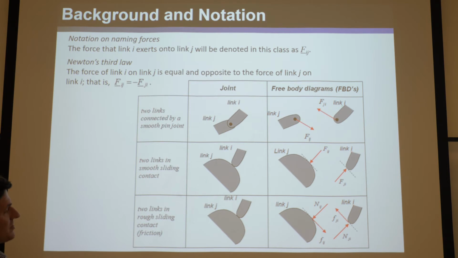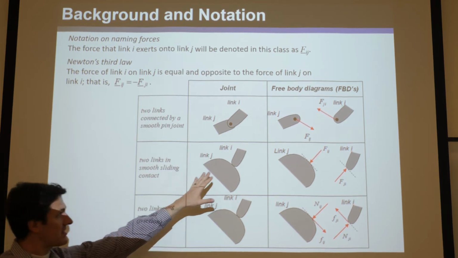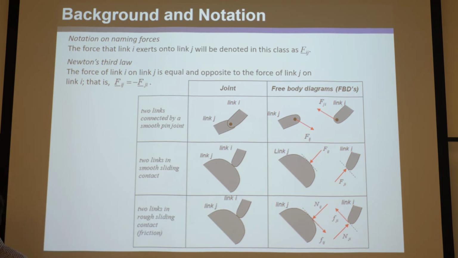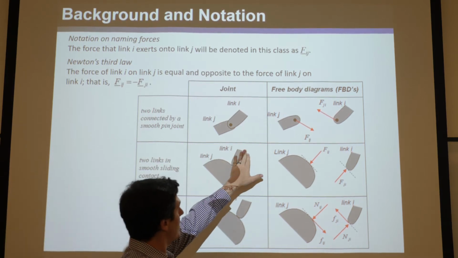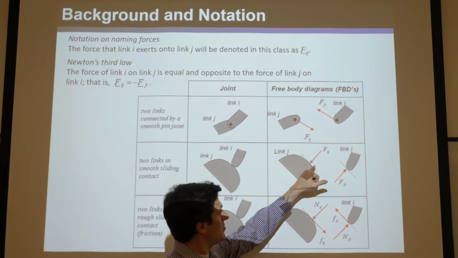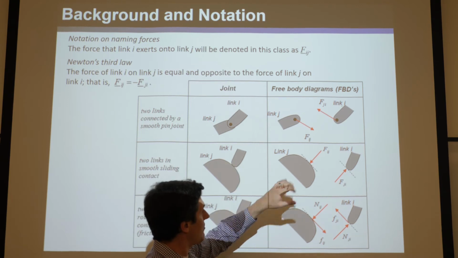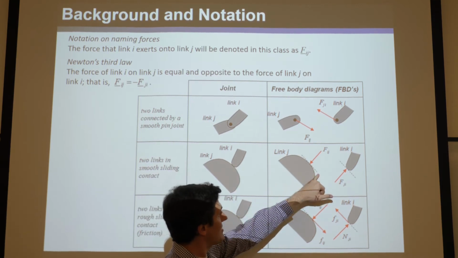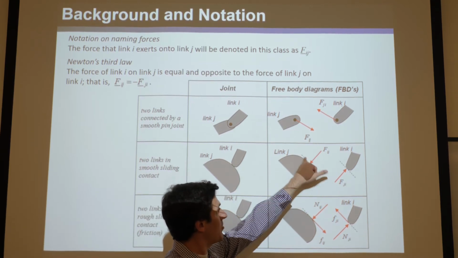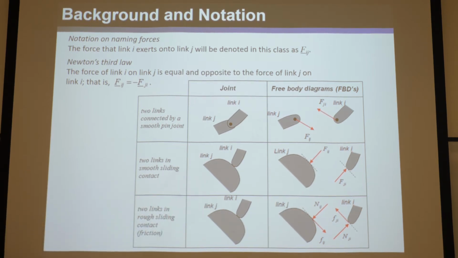Okay? So now say we have two links in smooth sliding contact. Okay, so two links that are just contacting each other. And if it's smooth, that means there's no friction, which means the force that this one imparts on that one and this one imparts on that one have to both be normal to where they touch. And this point is just a single point, right? And so this is in the normal direction, perpendicular to the line tangent to it, okay? And so you can see that.